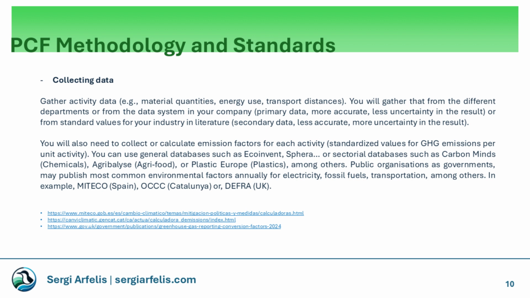Whenever possible, use primary data from your own operations, as this is more accurate and reduces uncertainty in your results. Sometimes, you may need to use secondary data, standard values published in scientific literature or industry databases, when you cannot obtain specific data from your company. Examples of reliable databases include Ecoinvent and Sphera for general data, Carbon Minds for chemicals, Agribalyse for agri-food, and Plastics Europe for plastics. Public organizations, such as government agencies, also publish environmental factors for electricity, fuels, and transportation.